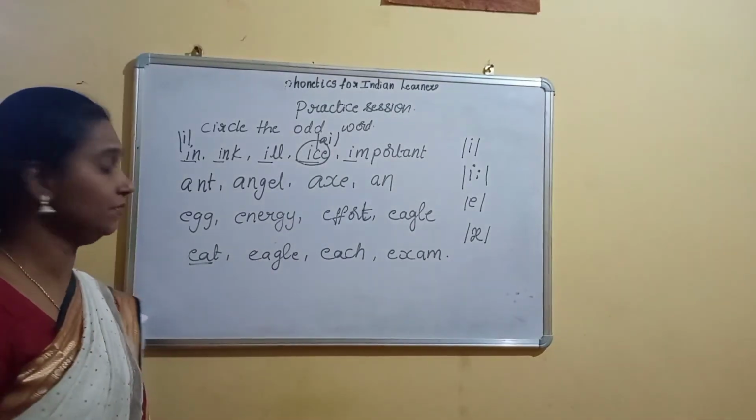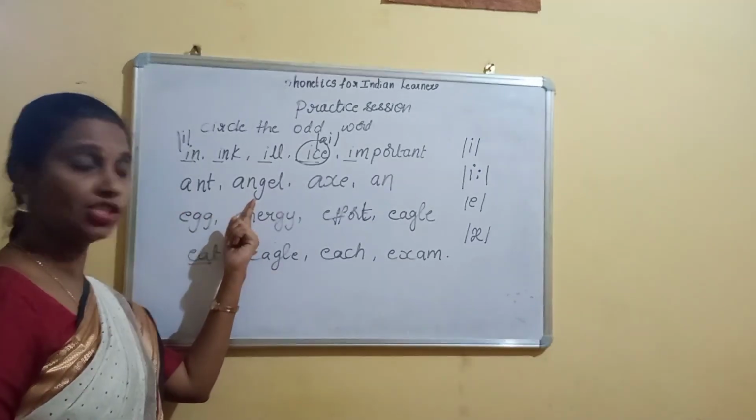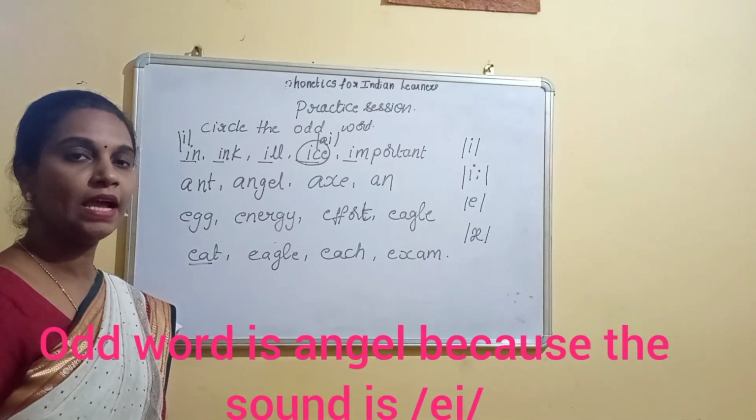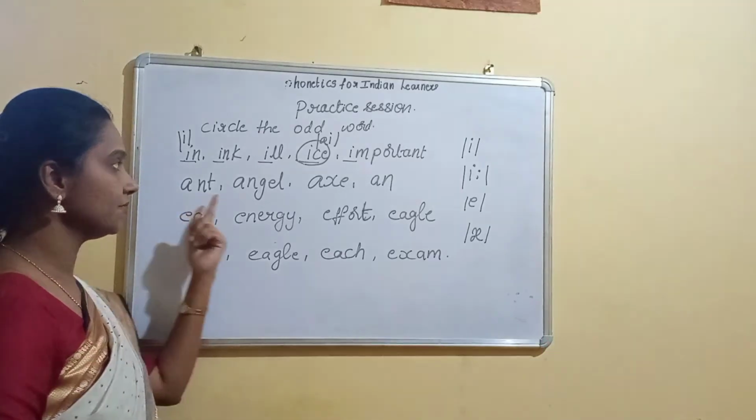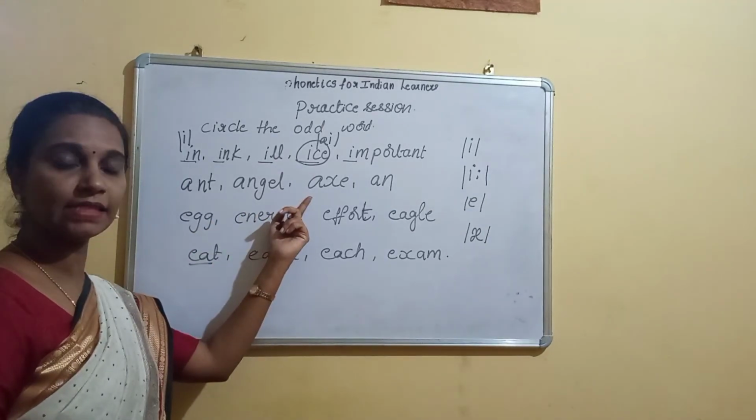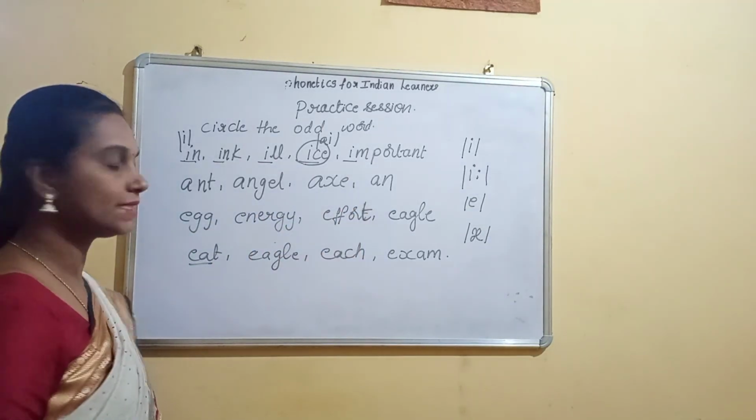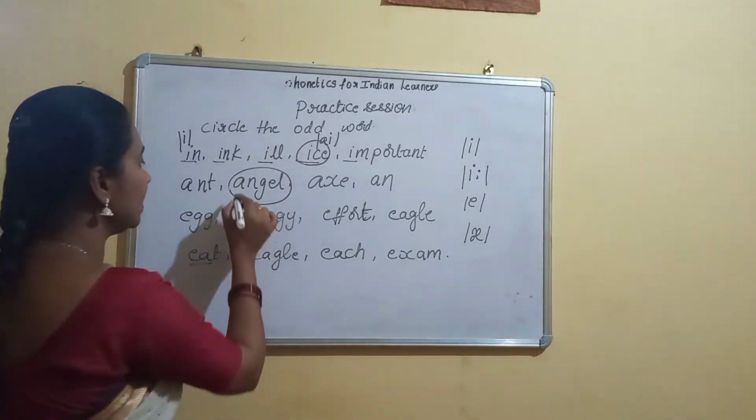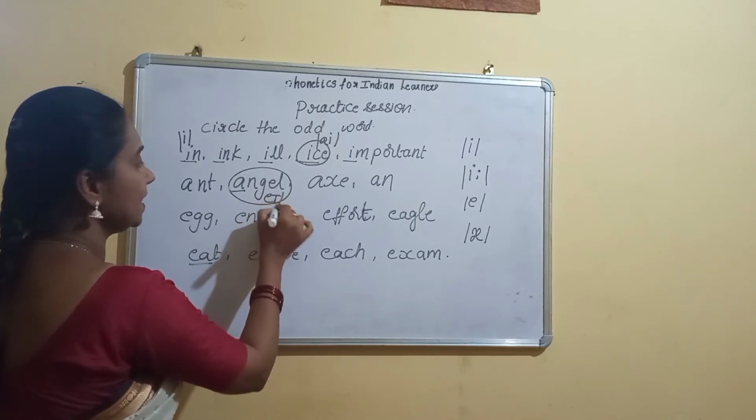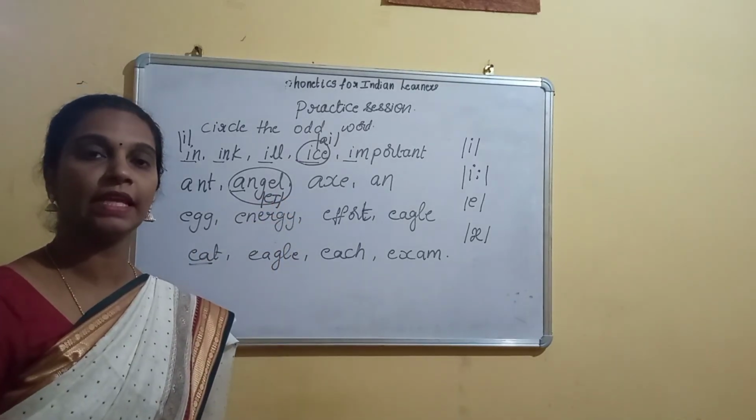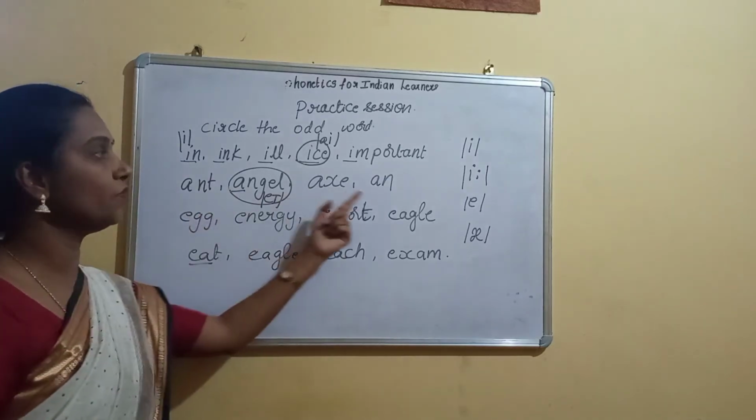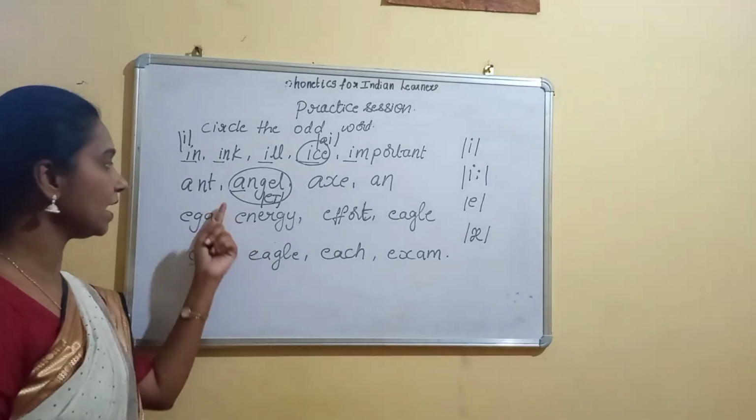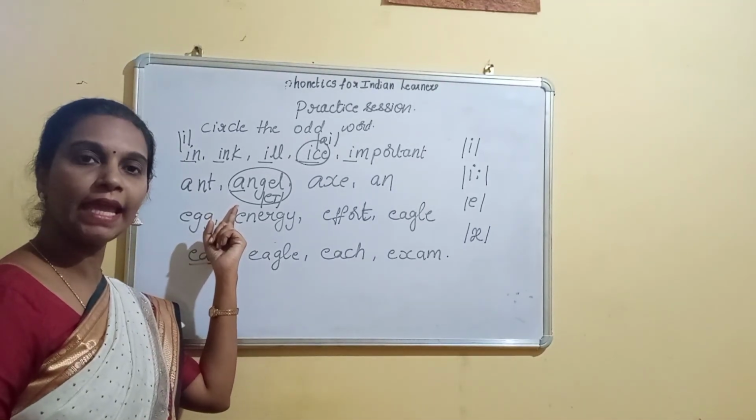The next one, ant, angel, axe, and. Which is the odd word? I'll read it once again. Ant, angel, axe, and. Yes, it is angel. Because here the sound is A. It's a diphthong. We'll be learning about this sound in the next session. In all the other words, the word begins with the sound A. Whereas here, the word begins with the sound A.